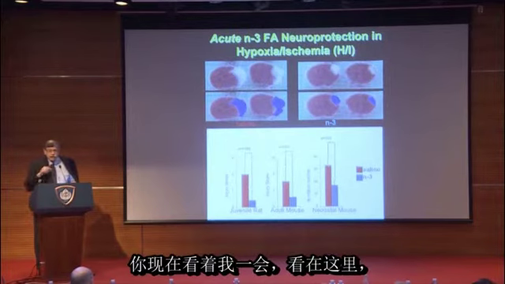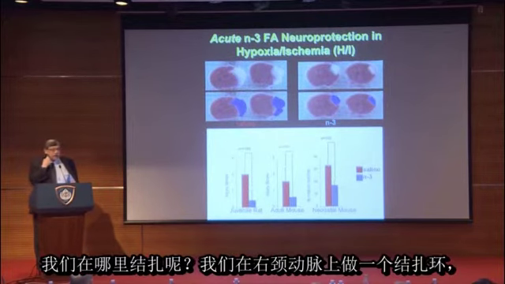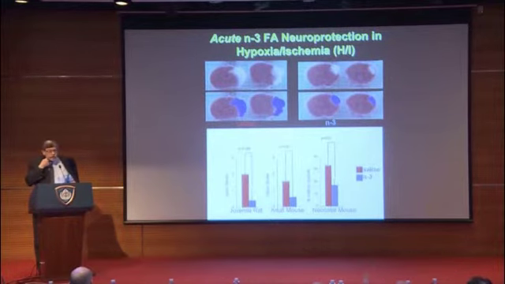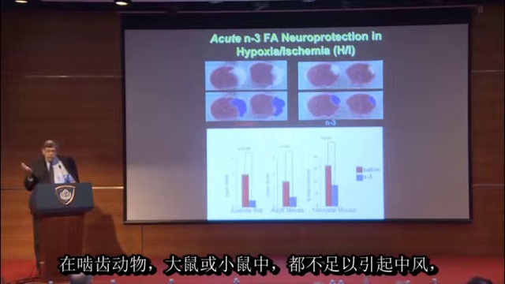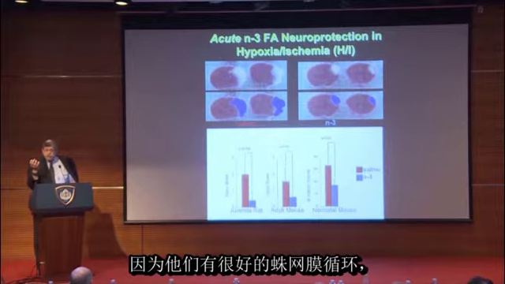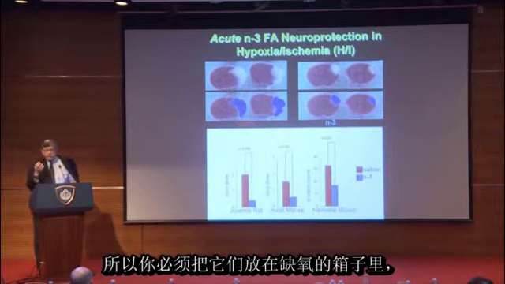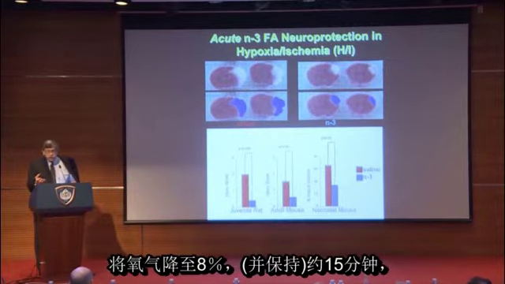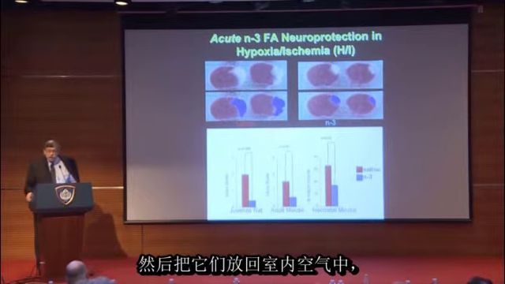Here we tie off, put a ligature on the right carotid artery, which in a rodent, a rat or a mouse, is not enough to cause a stroke because they have a very good circle of Willis. So you have to put them in a hypoxic chamber, lower the oxygen to 8% for about 15 minutes, and then you put them back into room air.